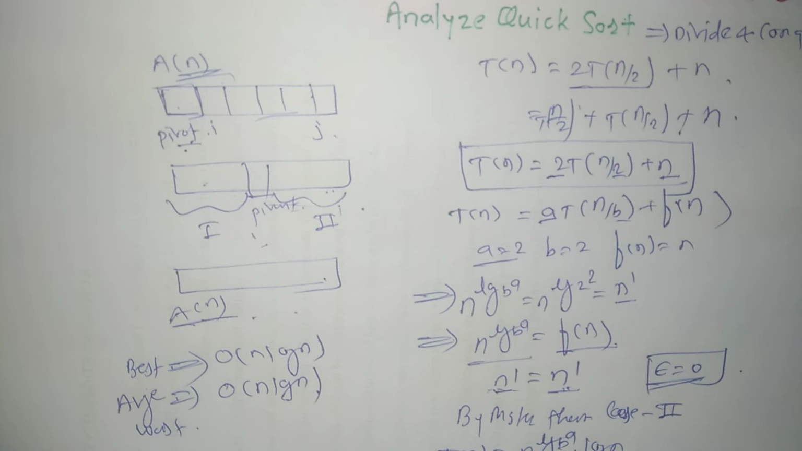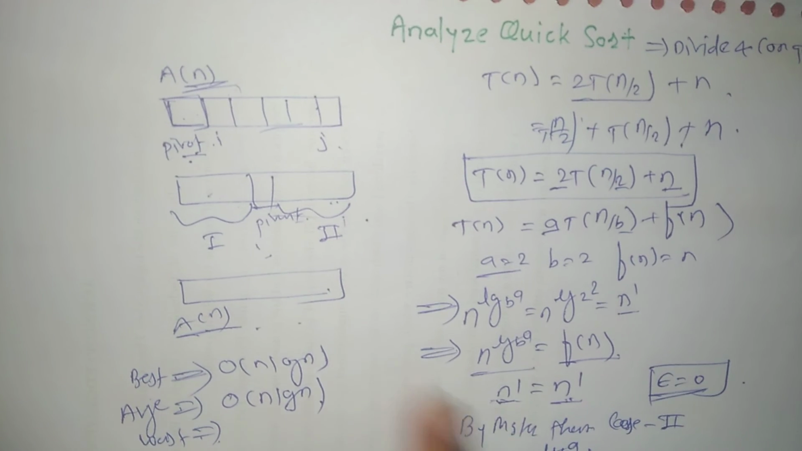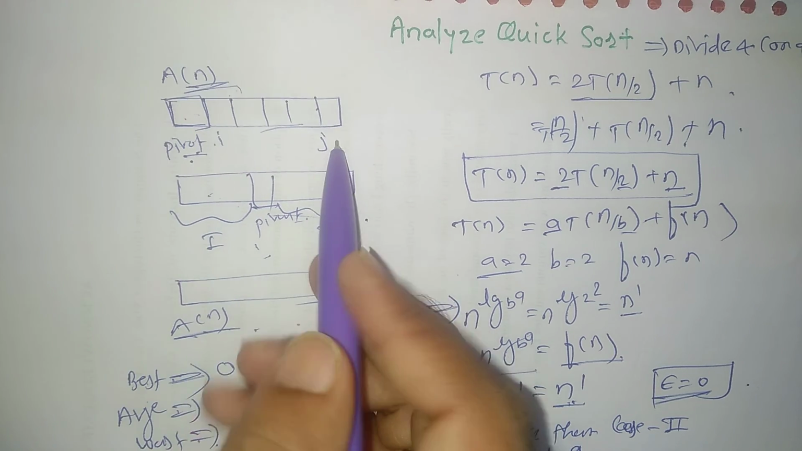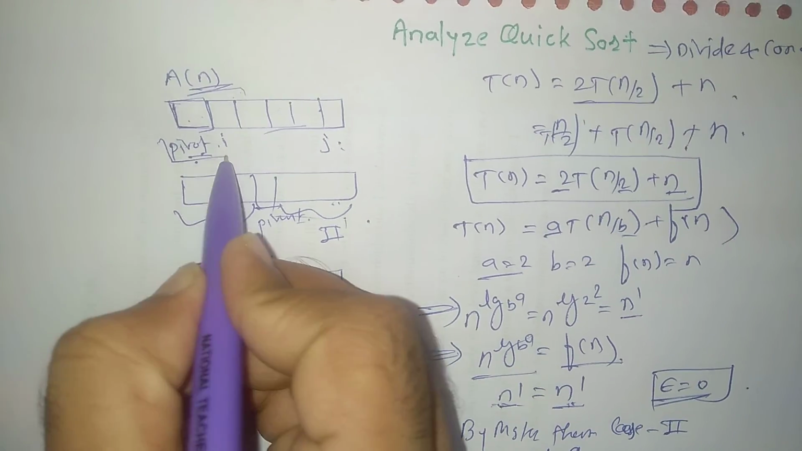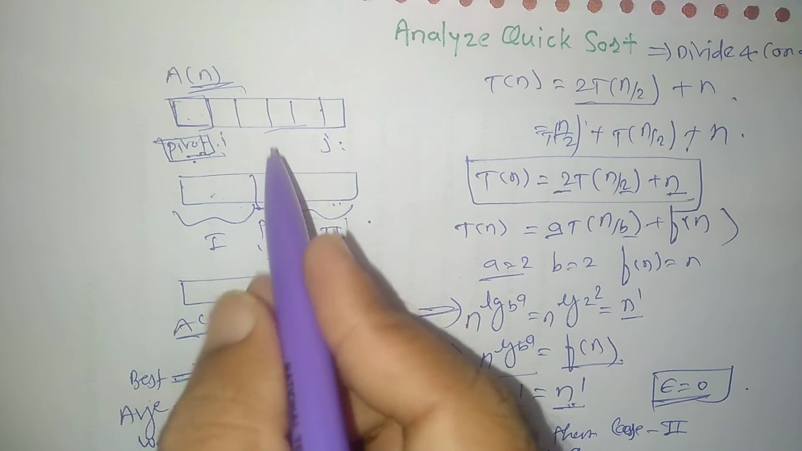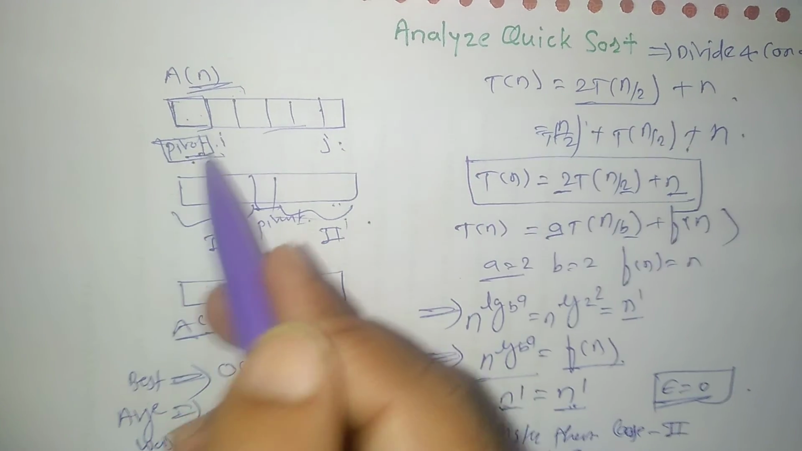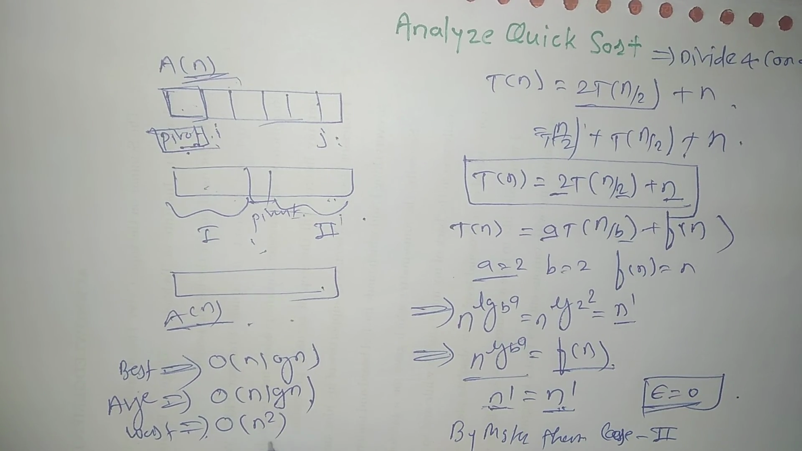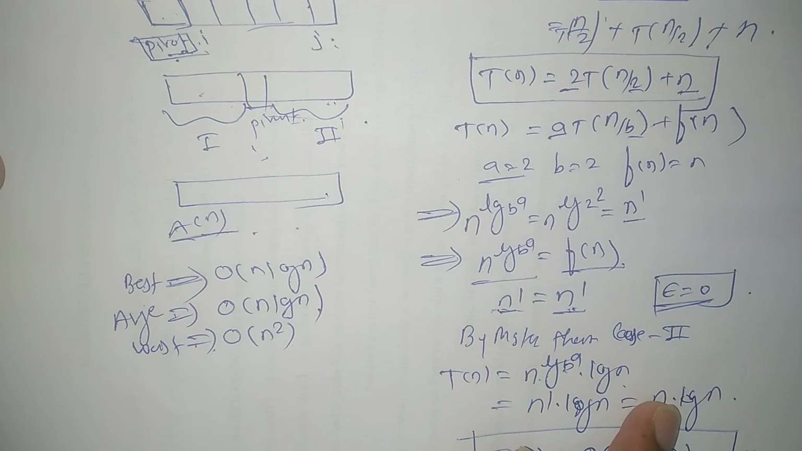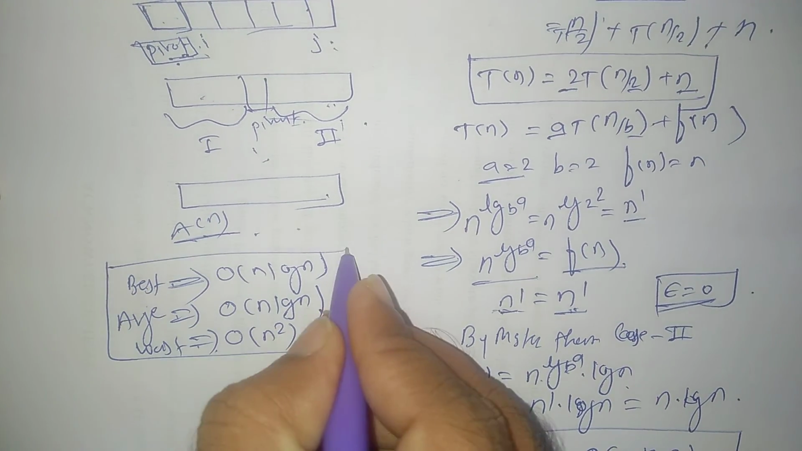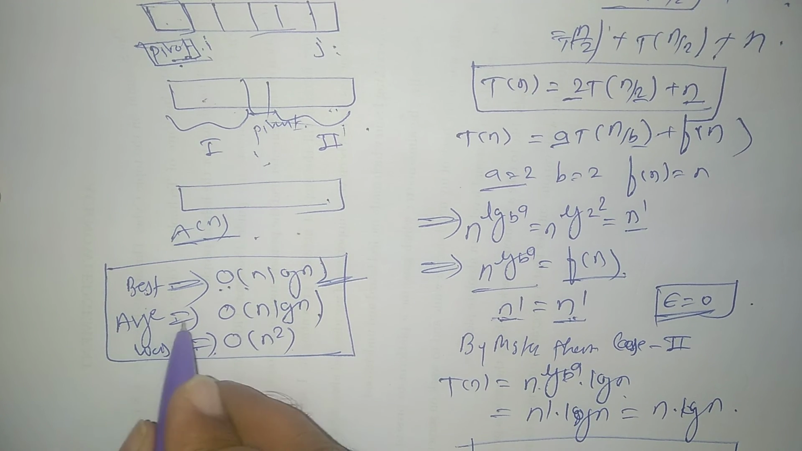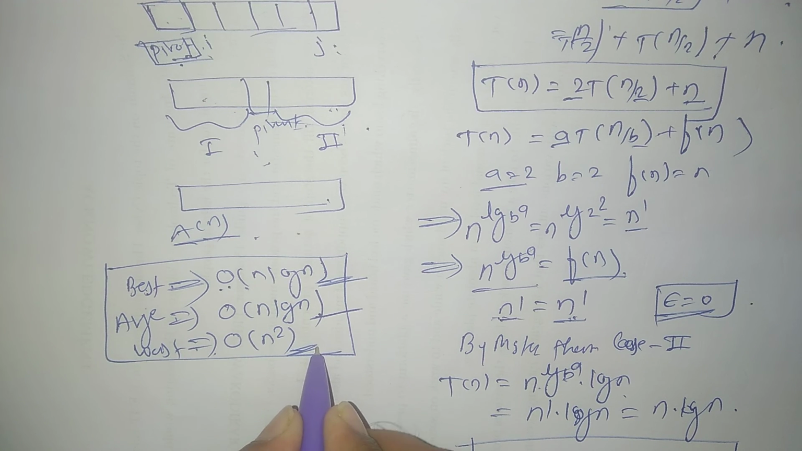In the average case, I also have to perform all the activities, that is O of n log n. Now in the worst case, the scenario is that the given array is already sorted but in descending order, then I have to check the pivot element up to n into n times. So the worst case is O of n square. If we check the complexity, the best case is O of n log n, the average case is O of n log n, and the worst case is O of n square.